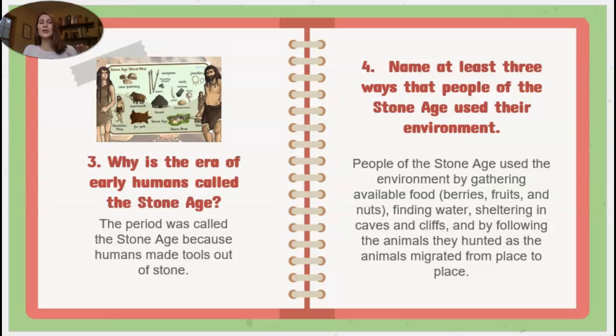Question number 4, name at least 3 ways that people use their Stone Age equipment. People of the Stone Age used the environment by gathering available food, berries, fruits, and nuts, finding water, sheltering in caves and cliffs, and by following the animals they hunted as the animals migrated from place to place. Just a quick note, obviously I'm reading these and probably going a little quicker than you can write. You can always pause this video on the screen to finish filling in your student guide, and then you can continue on.